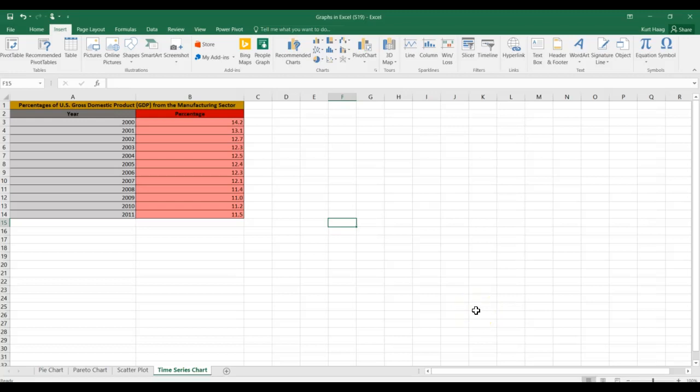For this graph, we're going to construct a time series chart, which is basically just a line graph where the x-axis is a unit of time, and then the y-axis counts some frequency or whatever it may be, something quantitative. So I'm selecting my data here, and we want to construct a line graph.